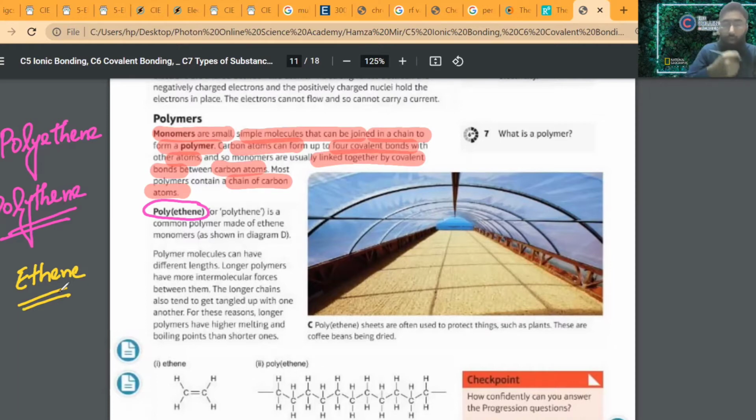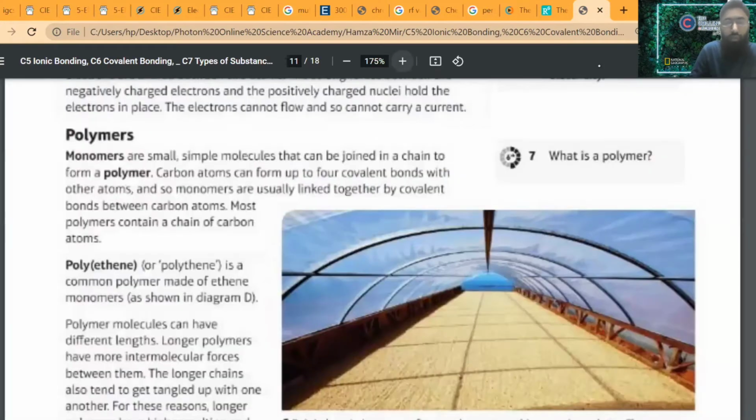In the exam, they will give you a polymer, and they will ask you to tell what should be the monomer for that particular polymer. What can be a particular monomer for that polymer? Right?